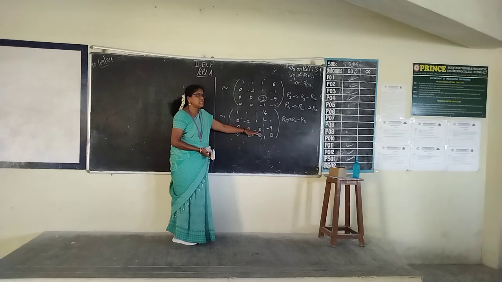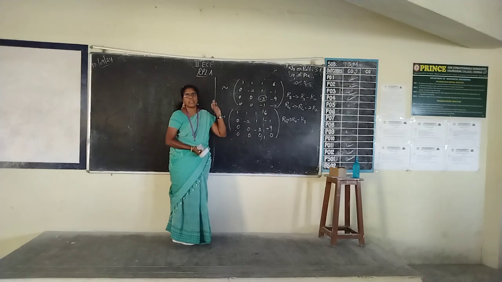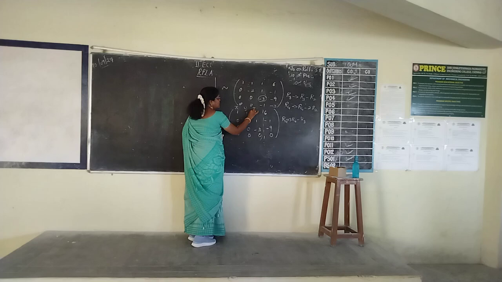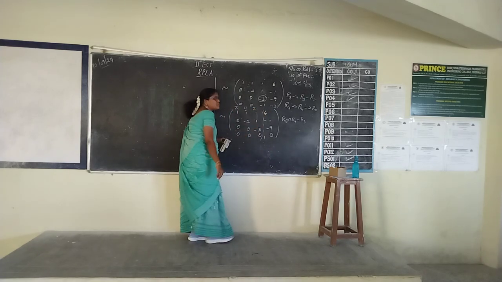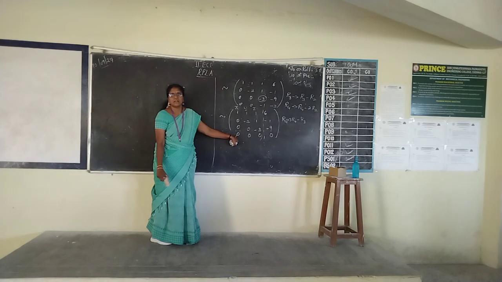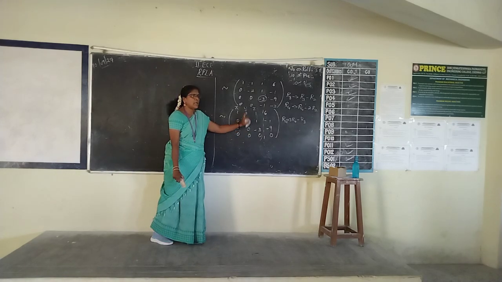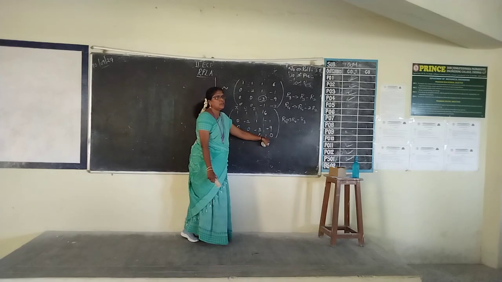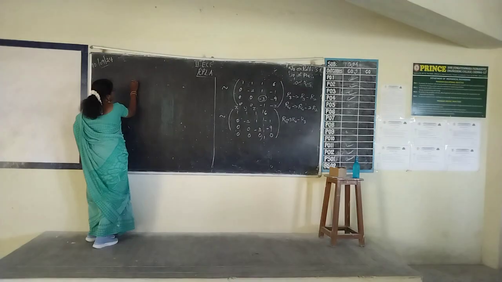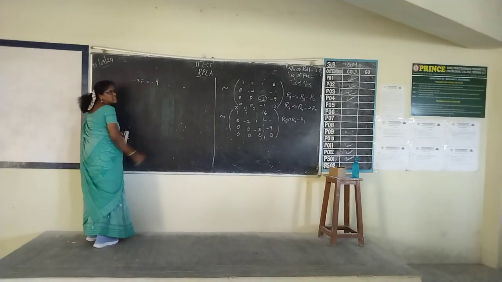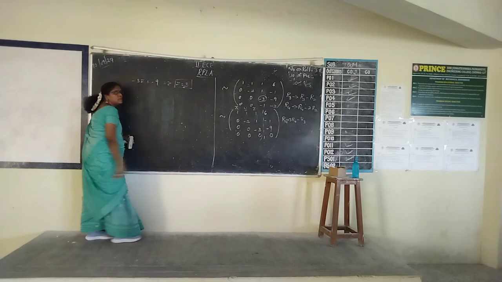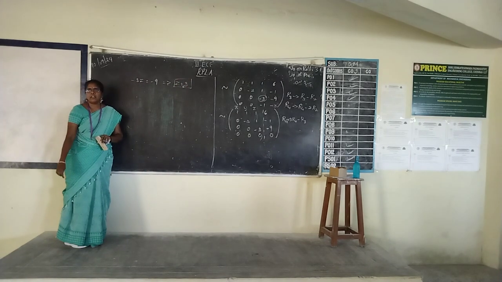Now convert this into equation form. What are your variables? x, y, z. The first column is x, the second column is y, the third column is z, and this will be the corresponding right hand side. So see your third row. What is the equation you will get? 0x plus 0y minus 3z equals minus 9. So directly you will get your z value, no need for any solving. Minus 3z equals minus 9. So what is the z value? Minus 3 or plus 3? Plus 3.